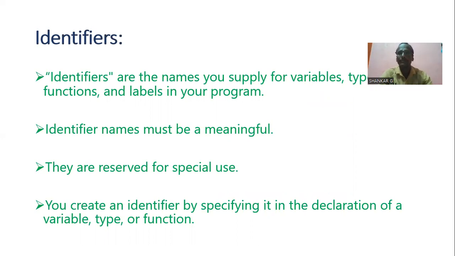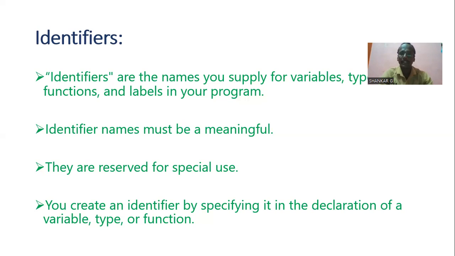Identifier names must be meaningful. For example, suppose you are defining a variable called student name, we cannot give the name as roll number, because the variable is for a student name. If you give roll number as a variable name for storing a student name, it is not meaningful. So whenever you are defining an identifier, the identifier name must be meaningful, and they are reserved for special use.